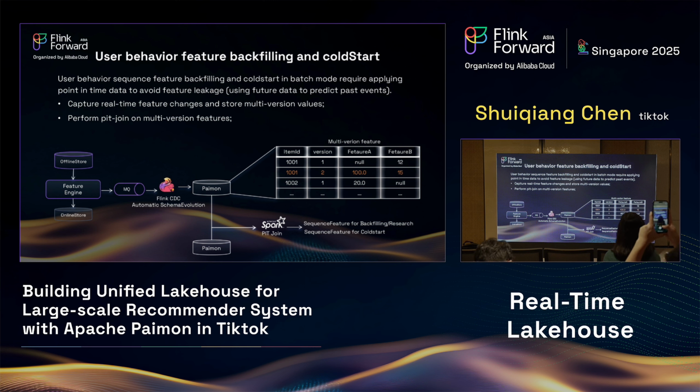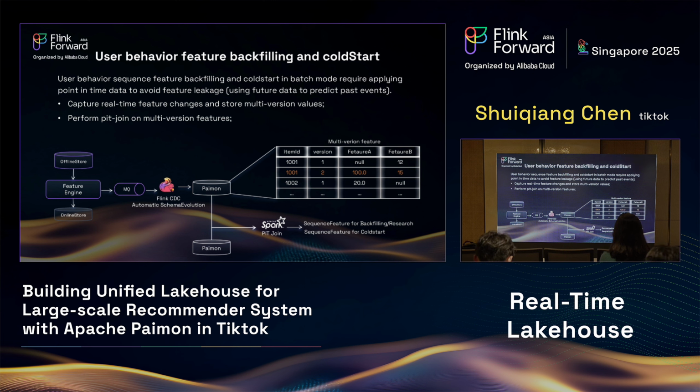And then let's see a batch processing scenario. User behavior sequence feature backfilling and cold start is a key process for offline model research. It requires applying point-in-time data to avoid feature leakage that might affect model accuracy, such as using future data to predict past events. So we need to keep all versions of the features that change over time.